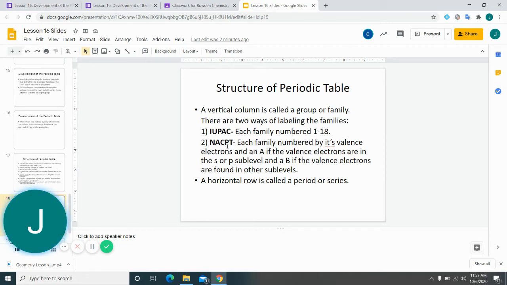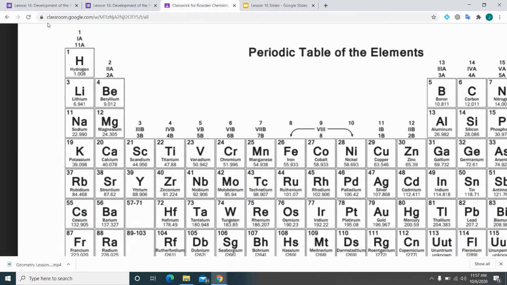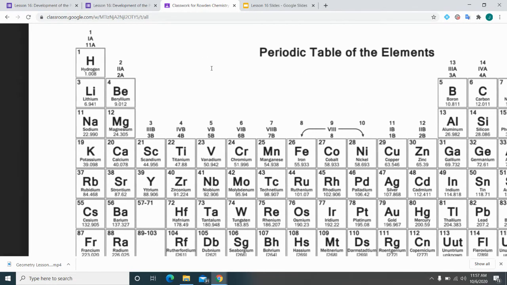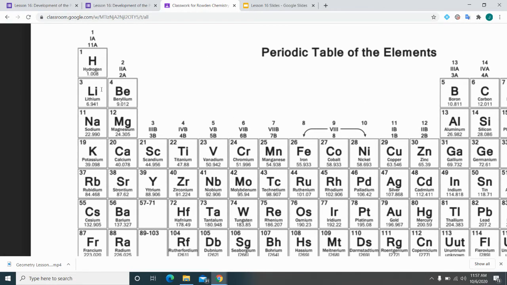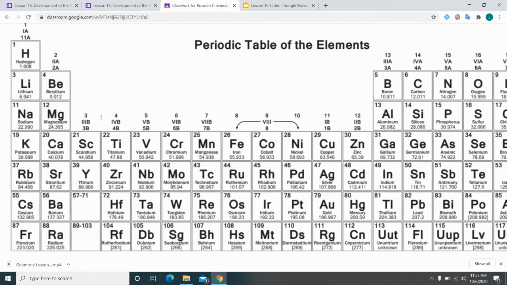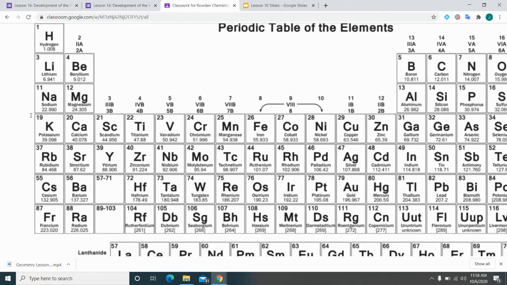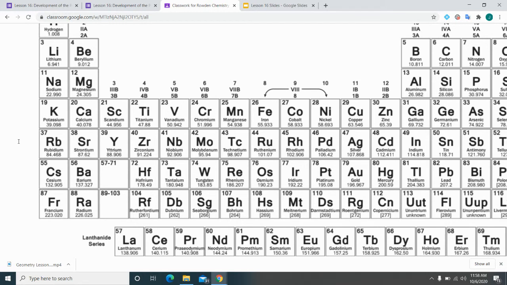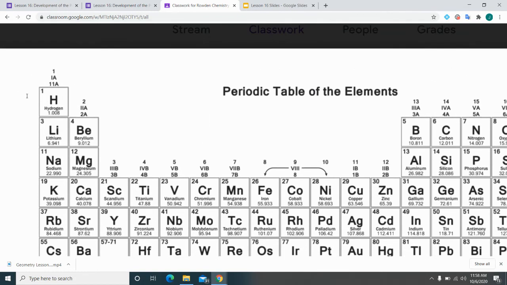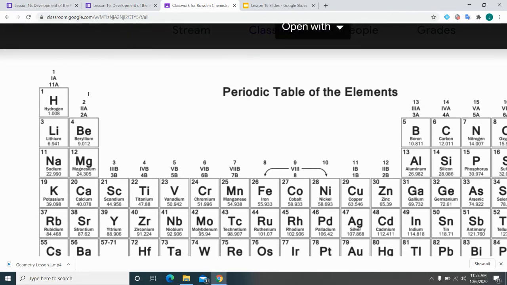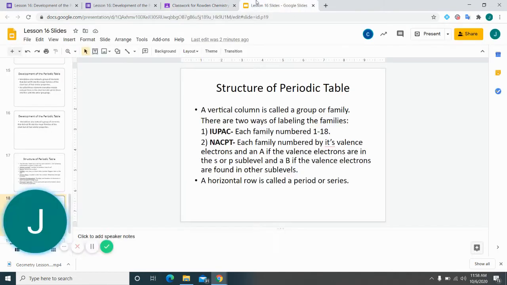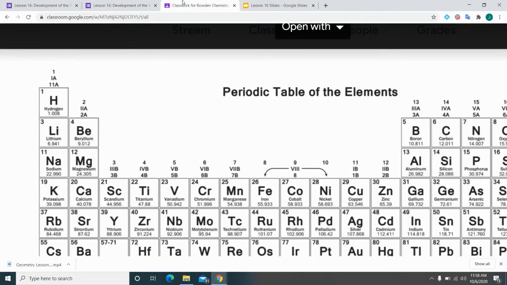So a vertical column is called a group or a family, and then the horizontal row is called a period or a series. It's not labeled right here, but period or series 1 just has hydrogen and helium. Period or series 2 has lithium, beryllium, jumps over boron. This right here, starting at sodium, is series 3. Right here we have series 4, 5, 6, and 7. So we can number the periods or series 1 through 7 down here. And then we have the groups or families. For now, we'll use the IUPAC system of numbering 1 through 18.